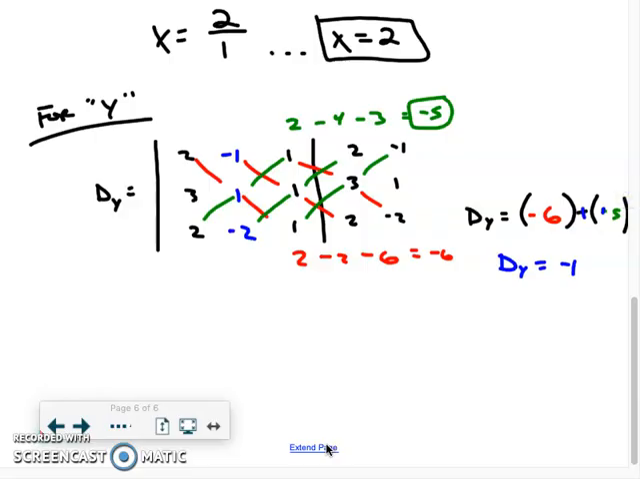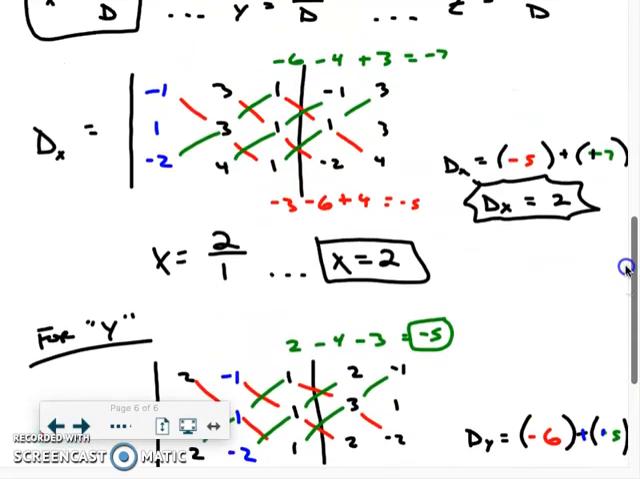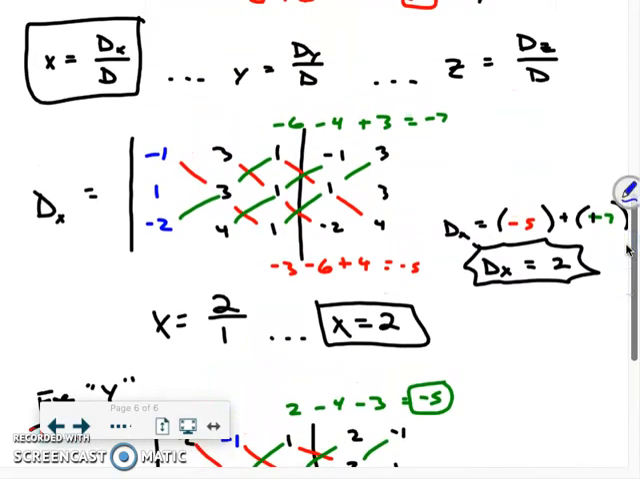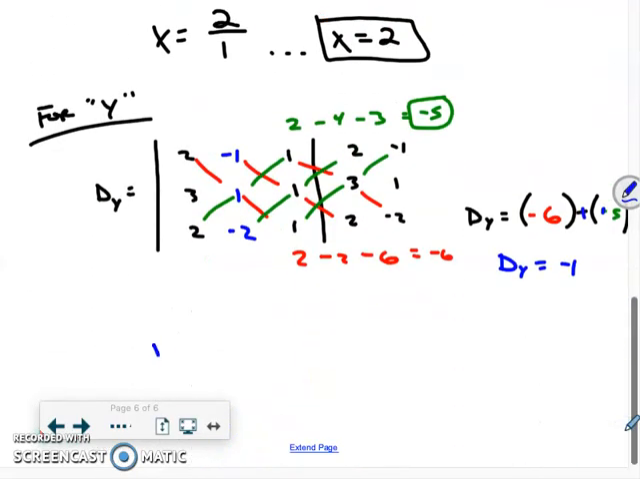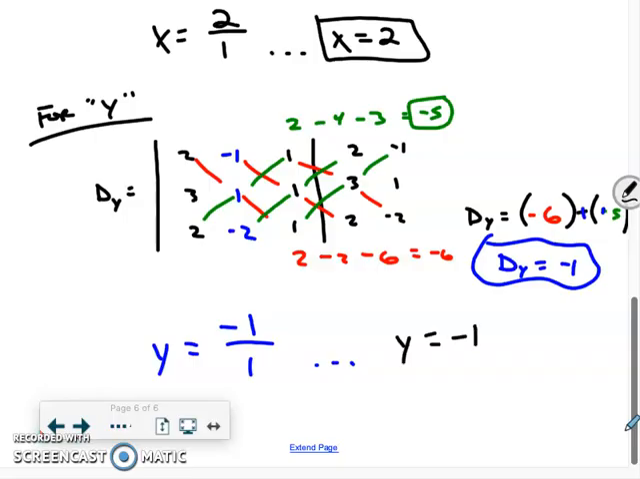Apologies that I'm scrolling up and down all over the place, but now if we utilize this formula, that y is equal to d sub y divided by d, we know that d sub y, which we just calculated, is -1, divided by d, which a long time ago we found was 1. Now we are on pretty good authority to say that y is equal to -1.